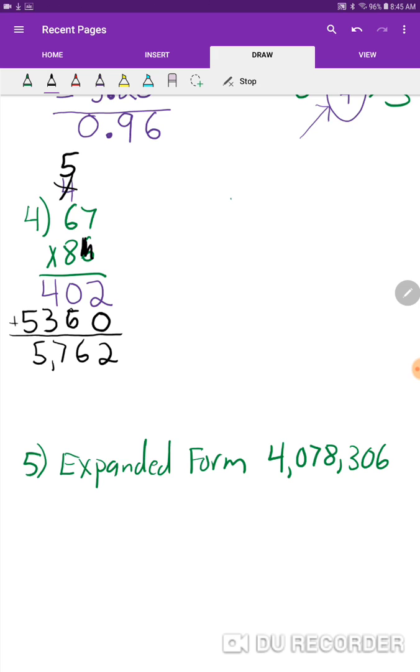Okay, last one is 5th grade expanded form. First, let's read this number. So if you remember from the first 2 weeks of school, I taught you how to read big numbers using commas. So this comma says 1,000. I'm not going to write it. And this one says million. So you just read between the commas. So I say 4 million. What do I see right here in this section? 78 what? 1,306. So let's read it together.